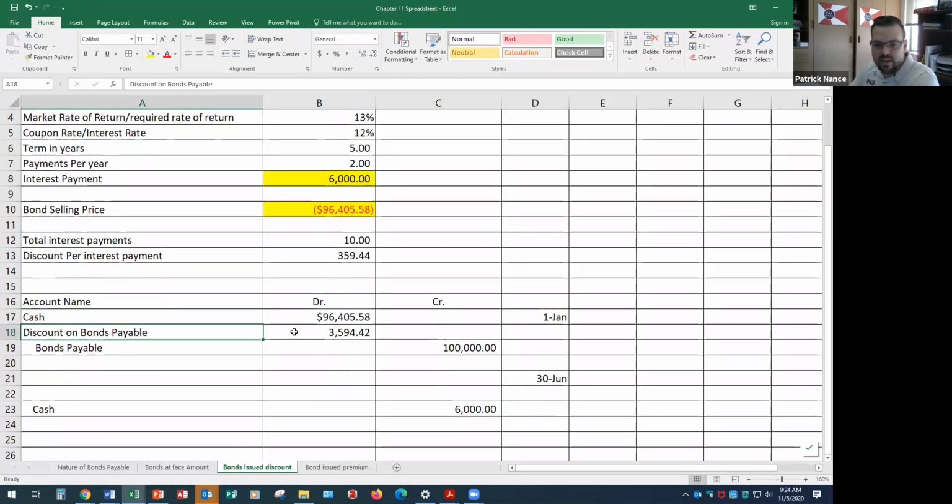It's got a debit balance right now, and I want at the end, when I get done with this, this should be zero. So I want to use 1/10 of this up, and we figured that out already. That's $359.44. So I'm going to credit discount on bonds payable for $359.44.